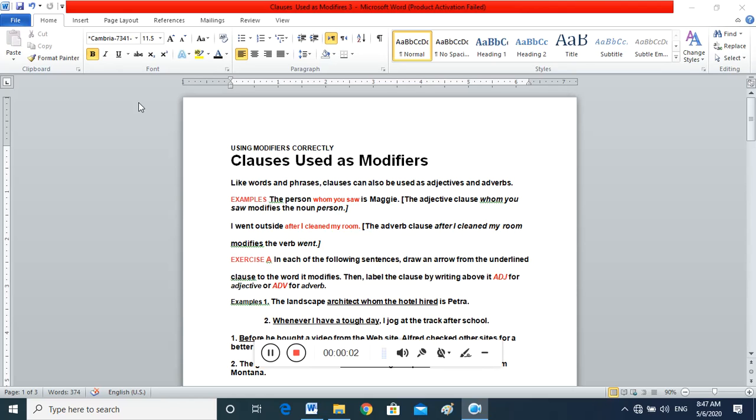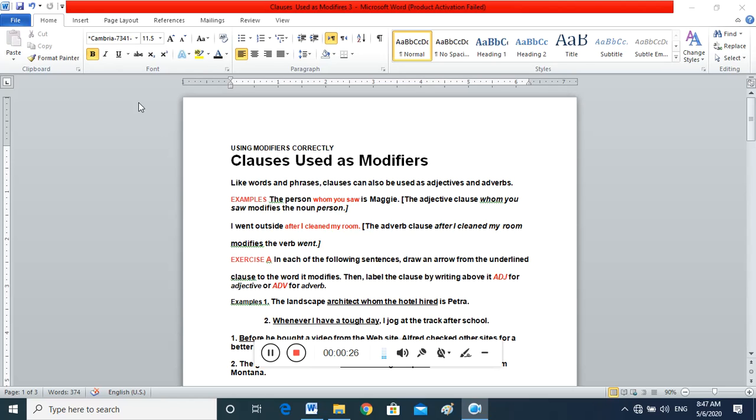Good morning, everybody. Today is our third session for dealing with adjectives and adverbs. We have already seen how phrases are used as modifiers. Now we will see how clauses are also used as modifiers. Okay?